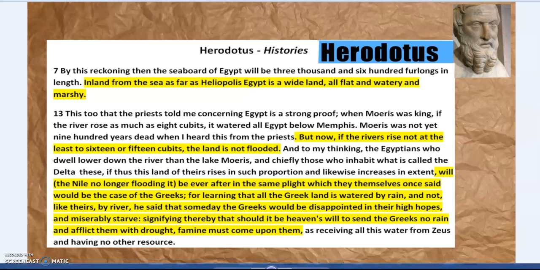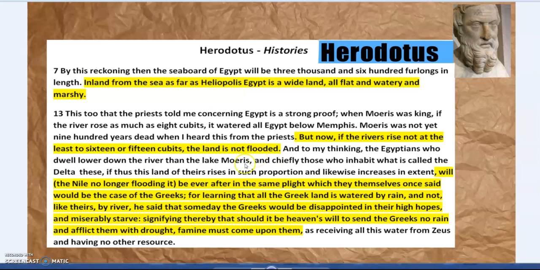From Herodotus, he even speaks of inland from the sea as far as Heliopolis. Egypt is a wide land, all flat, water and marshy. The Nile Delta, the river starts to twist and turn and meander across a flat plain. As we're further upriver, it follows a more strict course. Even though Herodotus came quite a bit after the building of the pyramids, the same essence of Egyptian life remained, and that was the flood.